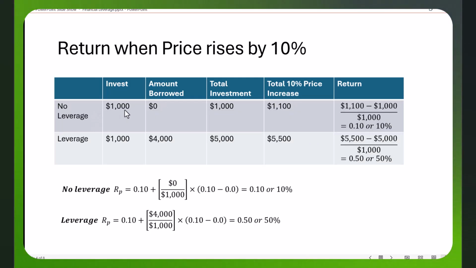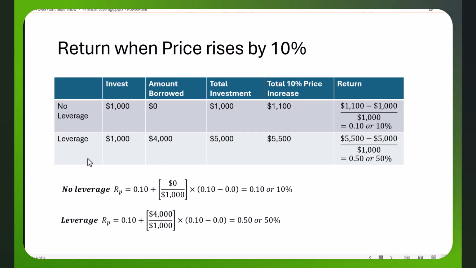So let's assume that you have $1,000 to invest. So in the no leverage case, you don't borrow anything. Your total investment is $1,000. It increases by 10%, so that makes it $1,100. Your return is going to be the $1,100 minus the original investment of $1,000 divided by 1,000. 100 divided by 1,000 is 10%. Okay, so you get exactly the return that you get when prices rise by 10%.